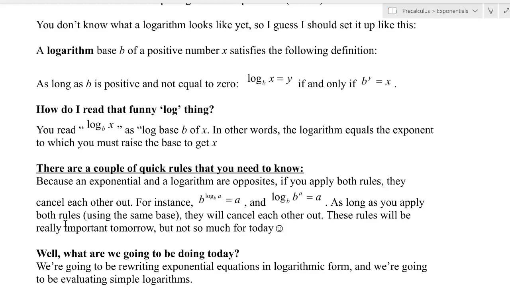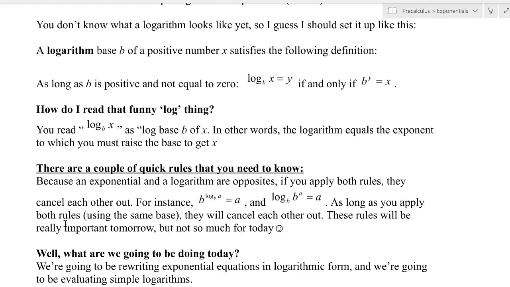So a logarithm has a base b, a positive number, that satisfies the following definition. As long as b is positive and not equal to 0, then log base b of x is equal to y if and only if b to the y equals x. So how do I read that funny log thing? Well, I kind of already spoiled that for you. You read that as log base b of x. In other words, the logarithm equals the exponent to which you must raise the base to get x.